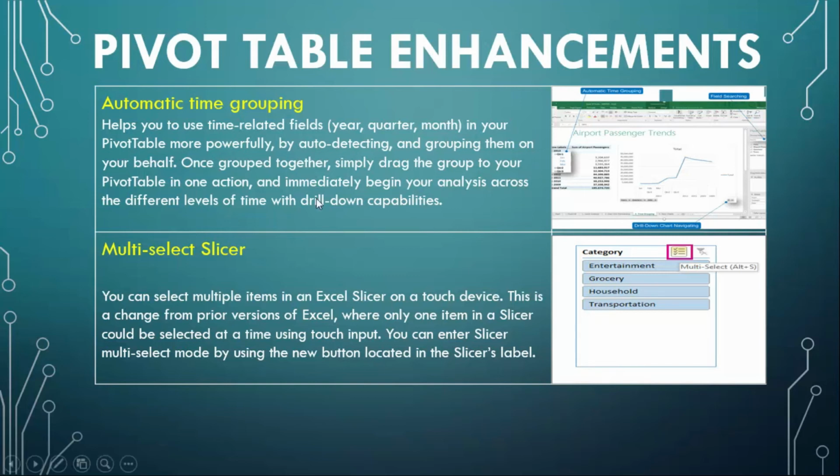Right? Multi-select slicer. You can select multiple items in an Excel slicer on a touch device. This is a change from prior versions of Excel, where only one item in a slicer could be selected at a time using touch input. Right. You can enter slicer multi-select mode by using a new button located in the slicer label. As you can see, this yellow bar. So if you select this, you will get a multi-select slicer.